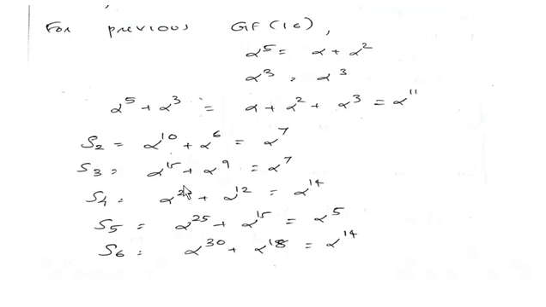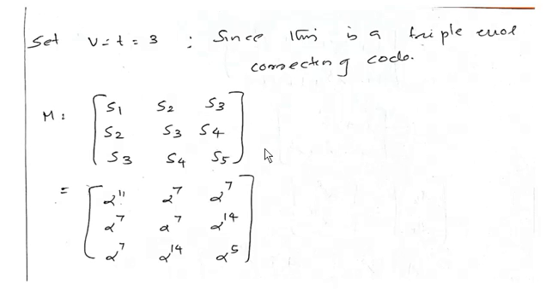Similarly, we can solve this whole syndrome. So you will get alpha raised to 7, alpha raised to 7, etc. So after finding the syndrome, we can find the number of errors, and then we can locate the error. First, in the question itself it is specified that it is a triple error correcting code. So we can set V equal to T equal to 3.